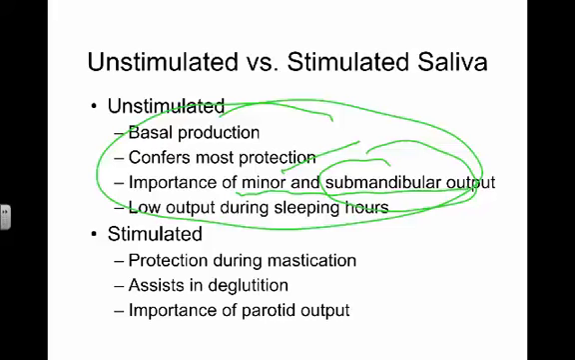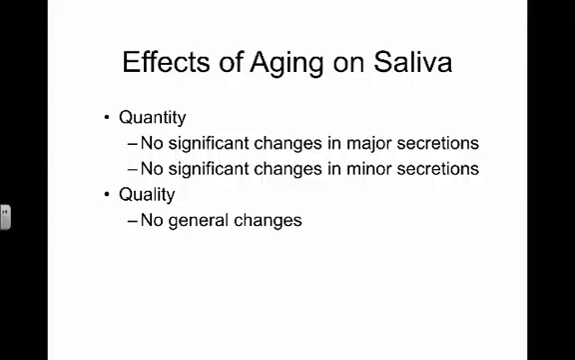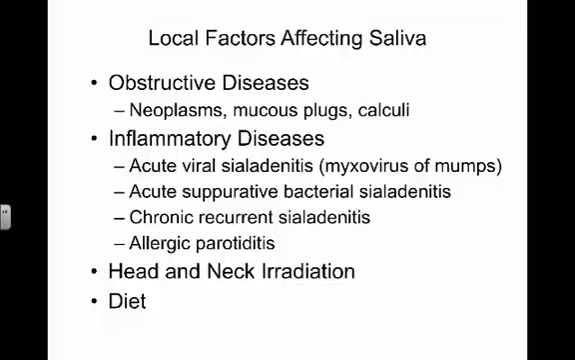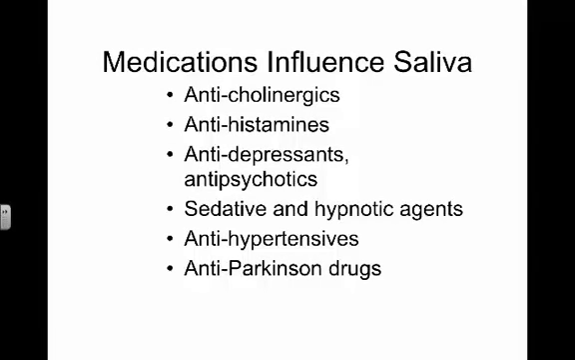Stimulated output is to protect mastication and swallowing, and now with stimulated, although the parotid is 25%, it has a much more important role. Okay, so that 25% is really elevated when you have stimulation. When you get older, you really don't have many changes. Some people go back and forth on this. Again, neoplasm will decrease flow. Inflammatory diseases, head and neck irradiation, and of course, your diet is very important.